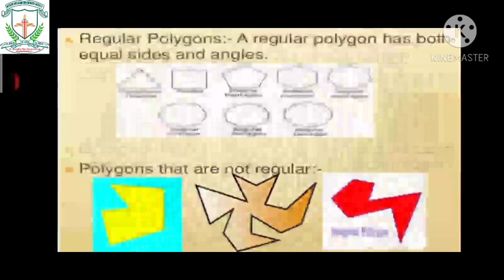In today's class we learned about diagonals, types of polygons, convex polygons and concave polygons, and categories of polygons. The first one is regular polygon and irregular polygon.